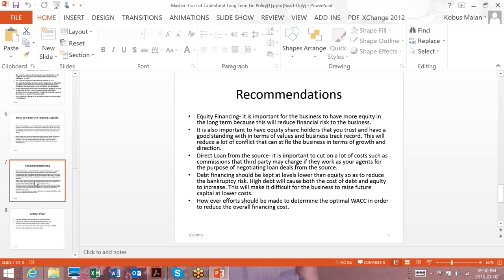And on direct loan from the source, it is important to cut on a lot of costs such as commission that third parties may charge if they act as agents for the purpose of negotiating loan deals from the source or from the bank. Then debt financing should also be kept at levels lower than equity so as to reduce the risk of bankruptcy. Because high debt will cause both the cost of debt and the cost of equity to increase. And this will make it difficult for the business to raise future capital at lower cost.